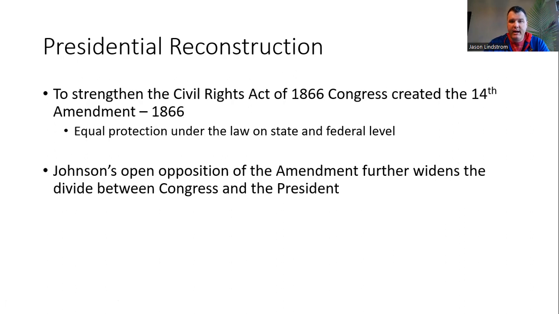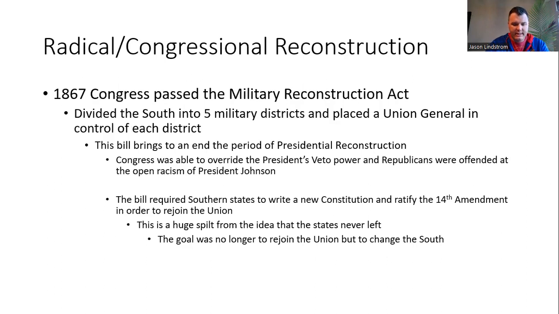But in 1865, 1866, it was believed that the Constitution only dealt with the federal, and states dealt with individual rights as they saw fit. And so Johnson's opposition not only to the Civil Rights Act and to the Freedmen's Bureau, and then the 14th Amendment just further widens this division between a Republican Congress and a Democratic president, right?